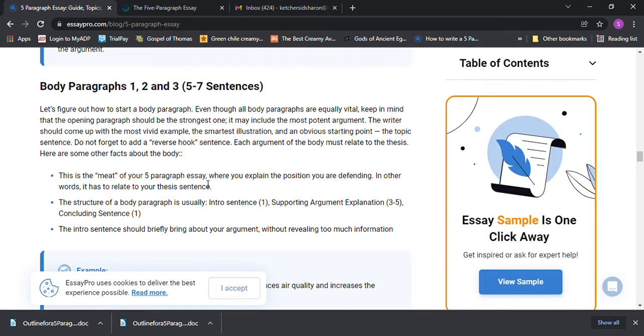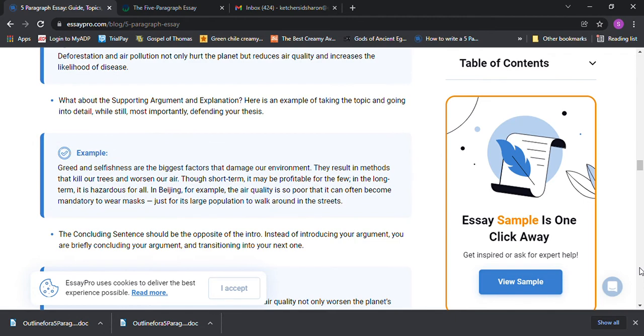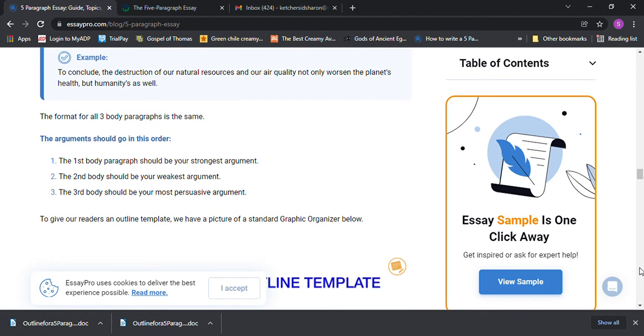This talks about the meat of your 5-paragraph essay, where you explain the position you are defending. In other words, it has to relate to your thesis sentence, and talks about the body. And intro sentence 1, supporting argument, conclusion, and it gives examples. So this is an excellent website, I think. If you're looking for a website for teaching about essays, I love this one as well.